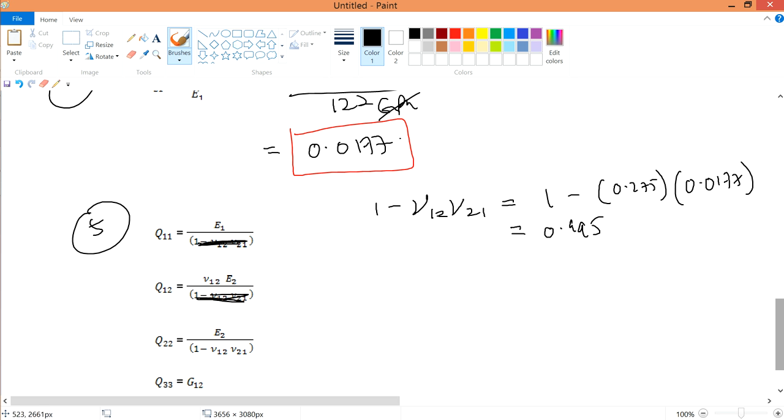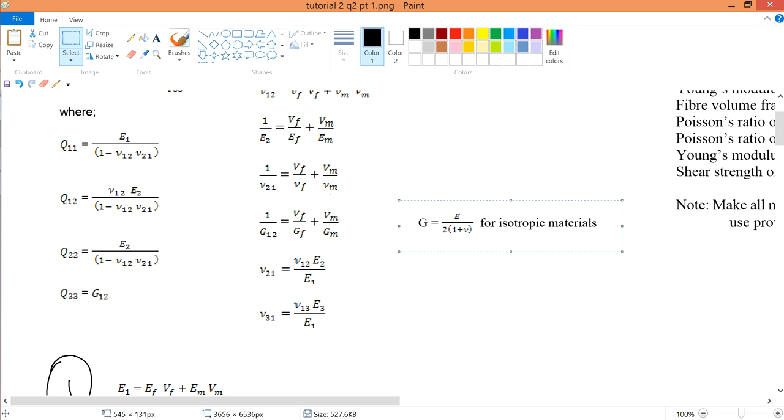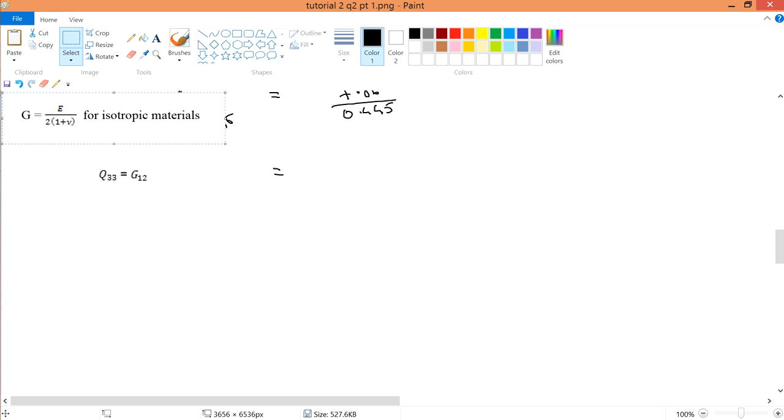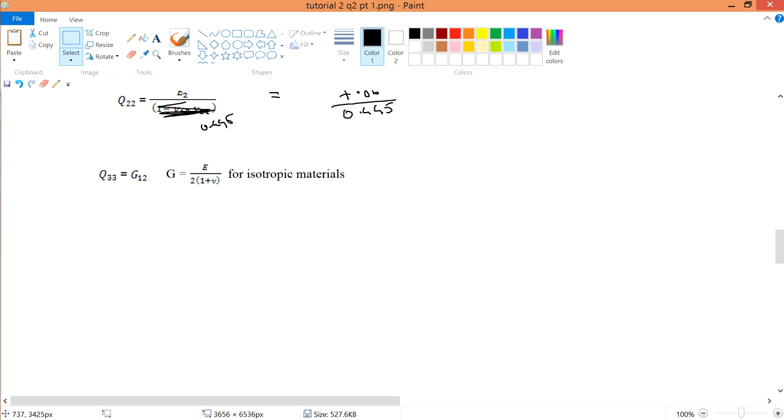So therefore, since I found the values, I'll just plug them in. If I were to calculate all my Q11, Q12, Q22 and Q33, my values are... I actually forgot the G. Alright, so I can just plug it in over here. My G is G12. My Poisson ratio I sub in as Poisson ratio 1:2, and I know that my Young modulus is E2. This is the standard way of doing things.